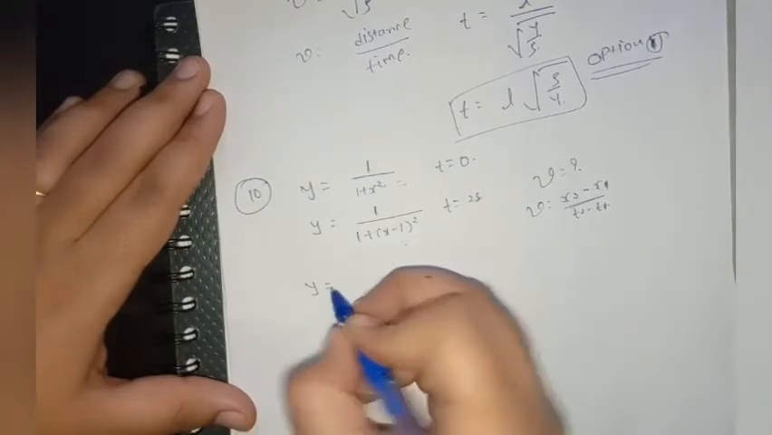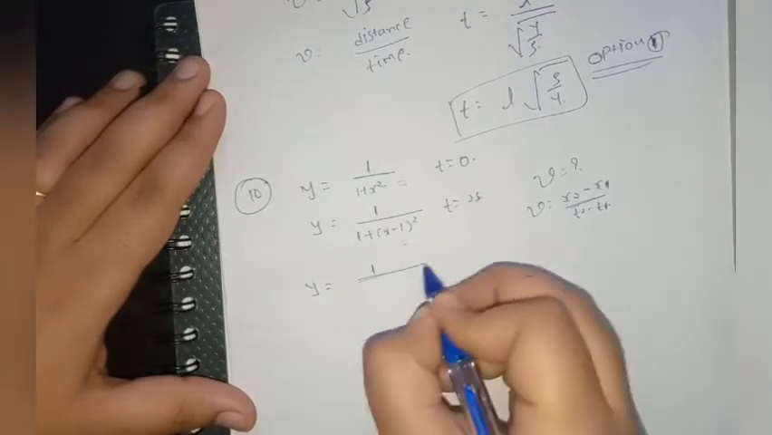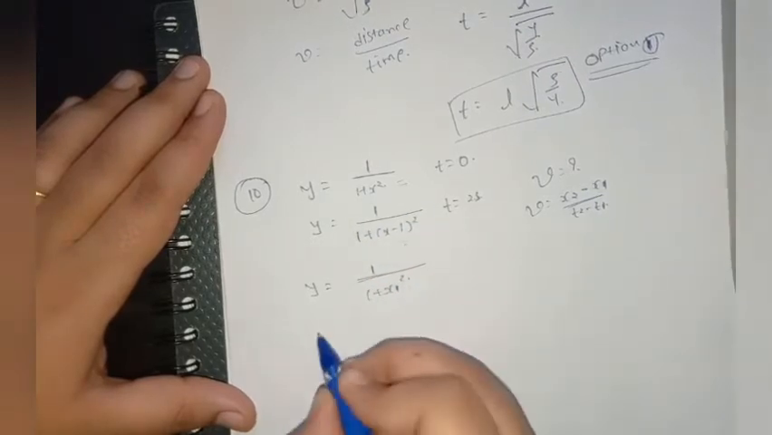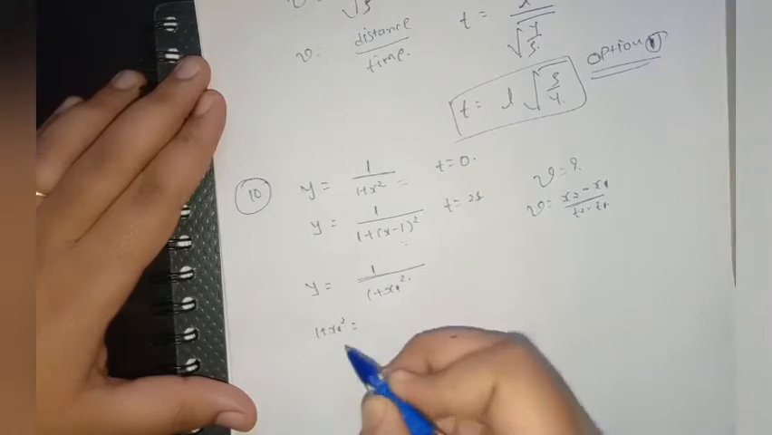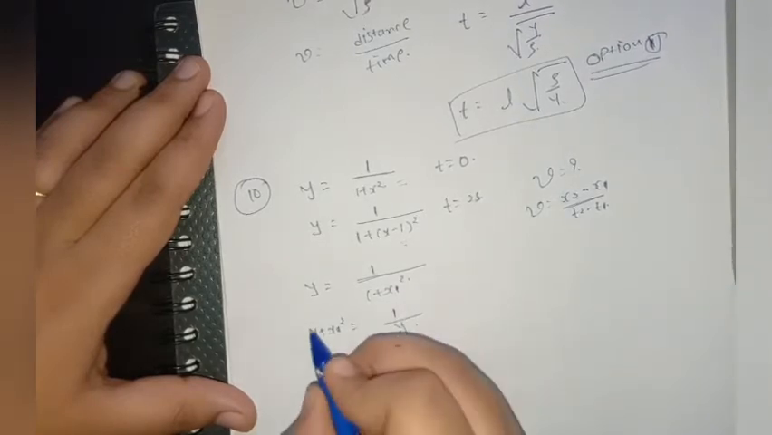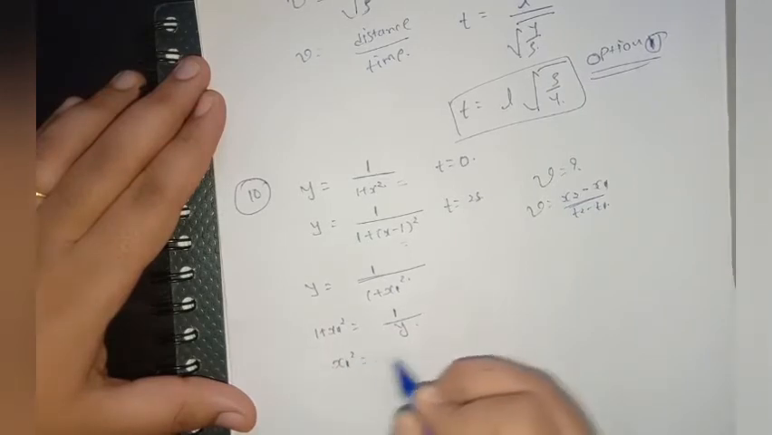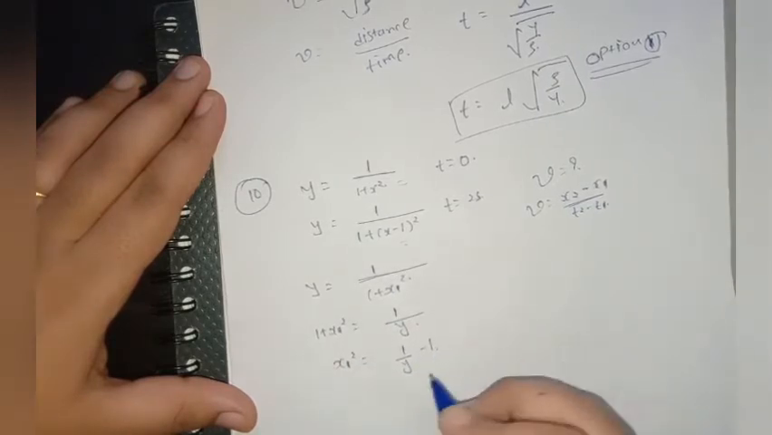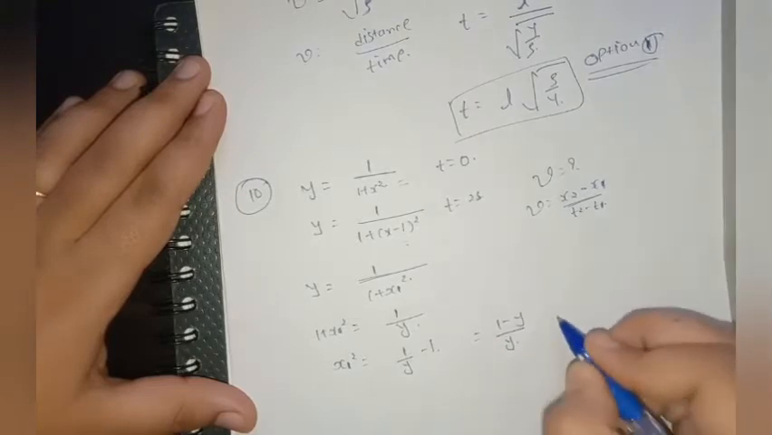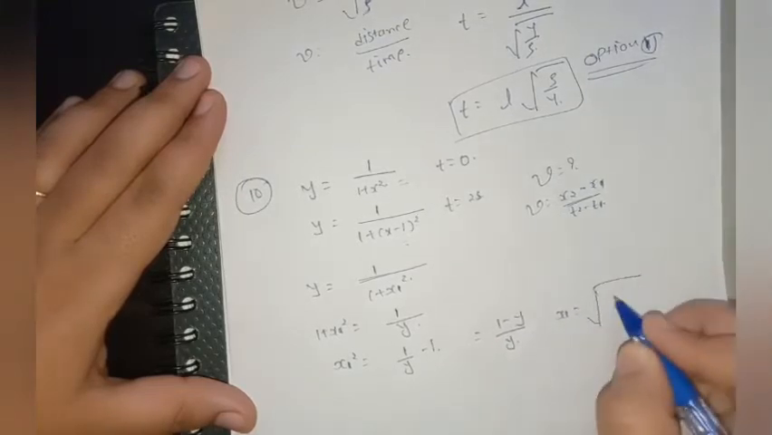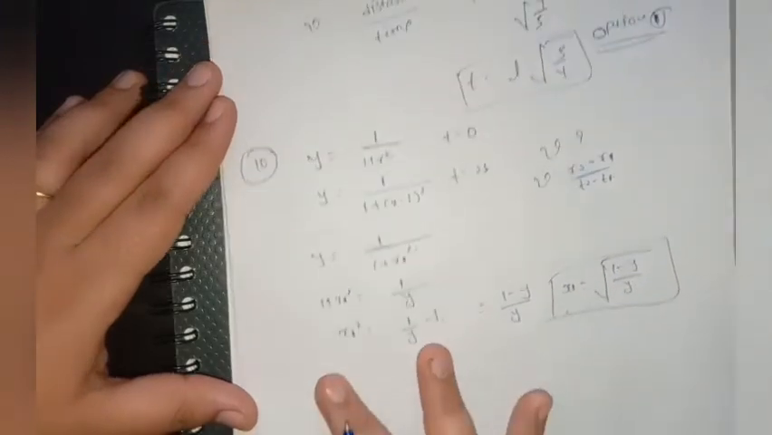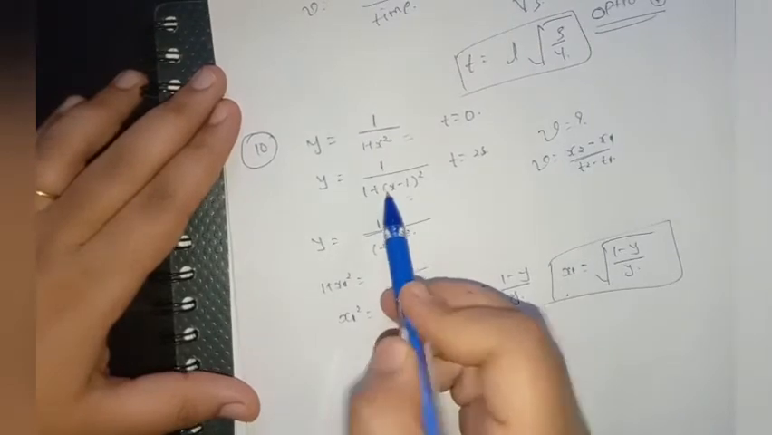So y equals 1 upon 1 plus x1 square. So 1 plus x1 square will be equal to 1 divided by y. So x1 square will be 1 by y minus 1, that will be (1 minus y) divided by y. So x1 will be under root (1 minus y) divided by y. Same way we can find x2 from this equation.